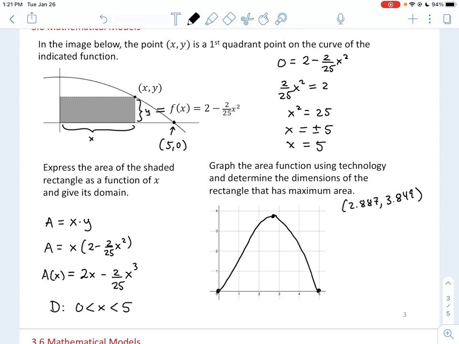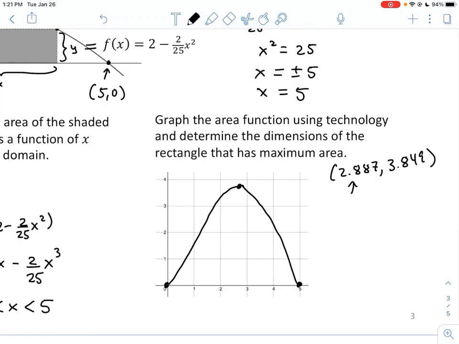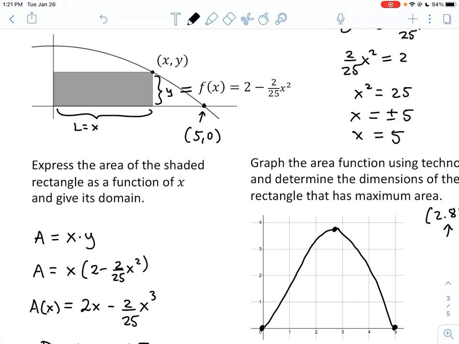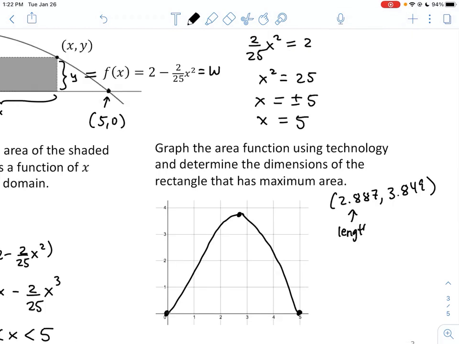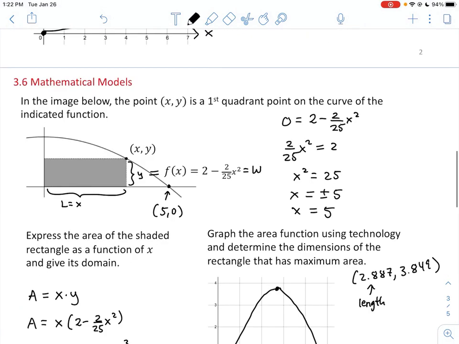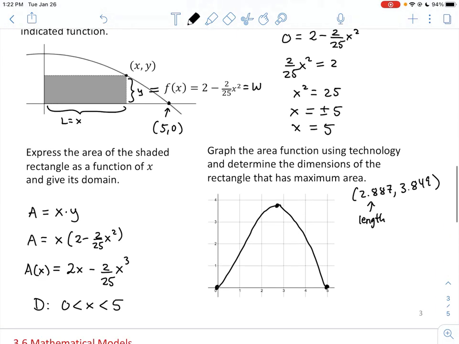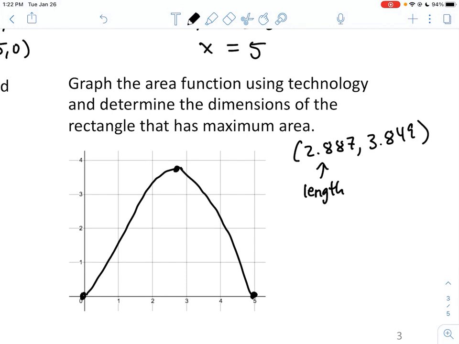It did have two intercepts, and determine the dimensions of the rectangle that has maximum area. So this is the x-coordinate. This is, if you will, we can call this the length of the rectangle, and if you want to call the y the width. So the length of the rectangle is 2.887, and we didn't put units on this, so whatever these units are, this is length and this is units.